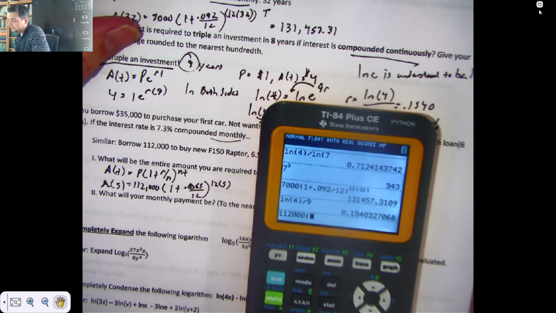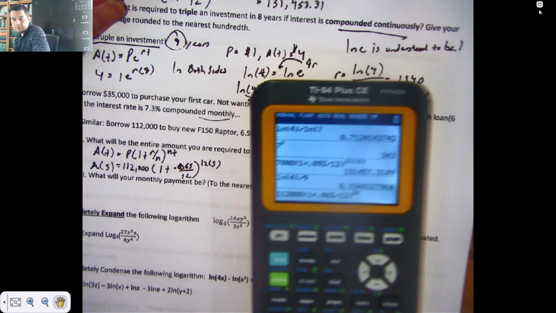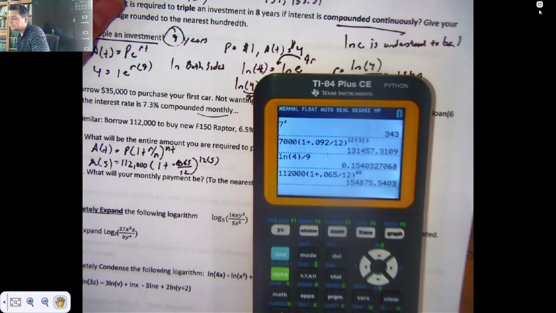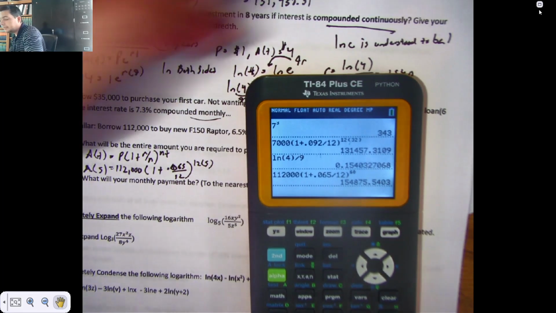A whole bunch. I would never buy a brand new F-150 Raptor. I'd never actually buy a Raptor. I'd rather have a big old 350 or 450. That's what I got to pay back.